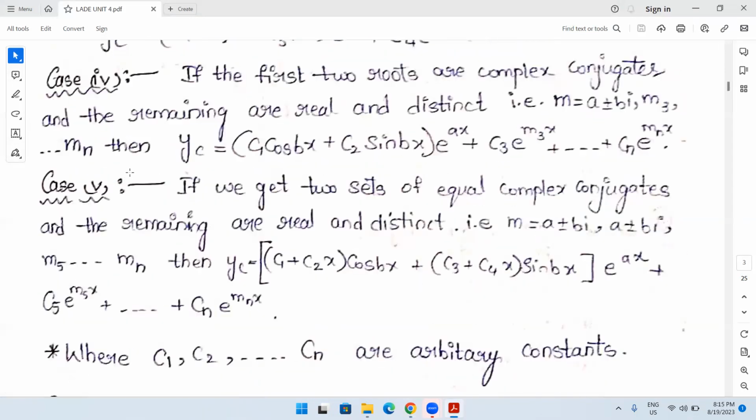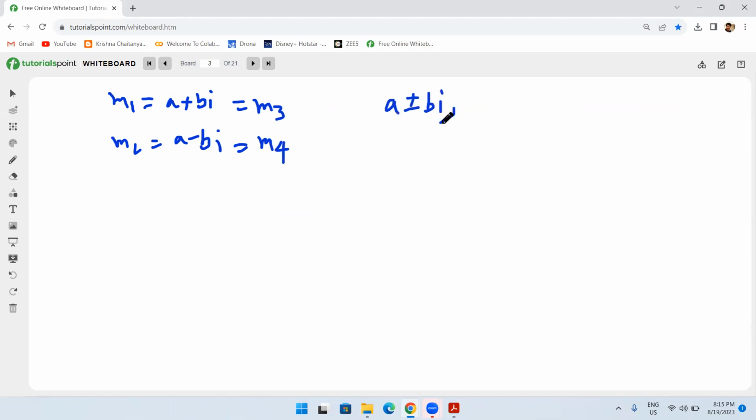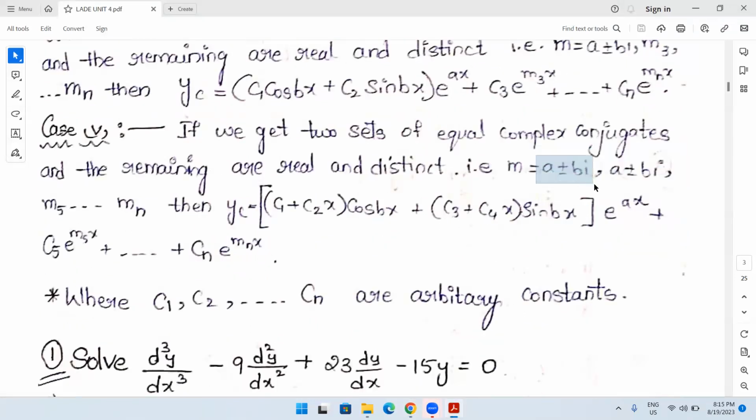Now the fifth case: also complex, but equal complex roots. The first four roots are equal complex conjugates. That is, if m1 equals a plus bi, m2 equals a minus bi, m3 is also a plus bi, and m4 is also a minus bi, then we get a plus or minus bi, comma, a plus or minus bi. So four roots, equal complex conjugates. From the fifth root onwards, just assume they are real and distinct.